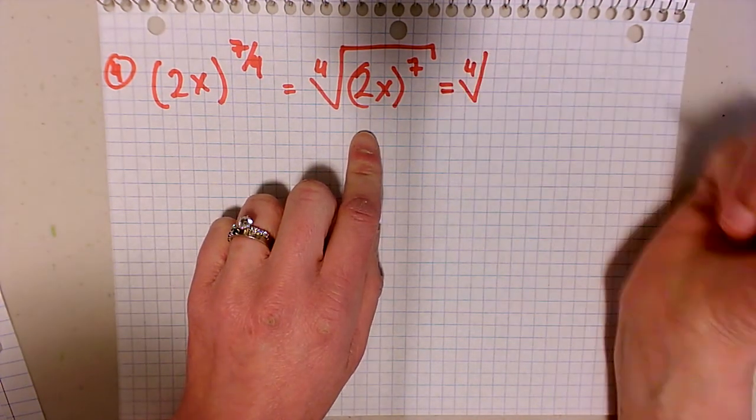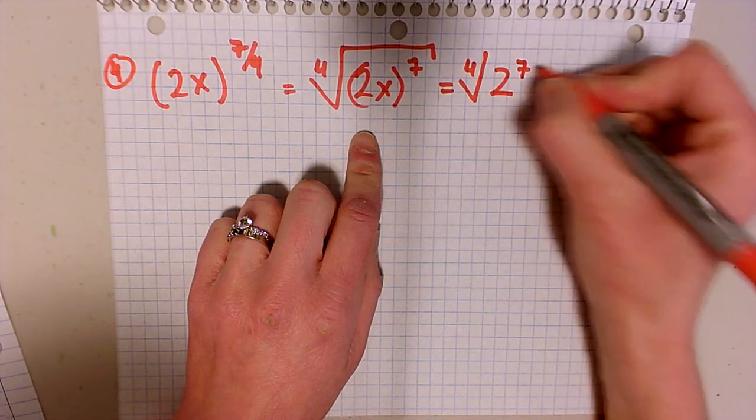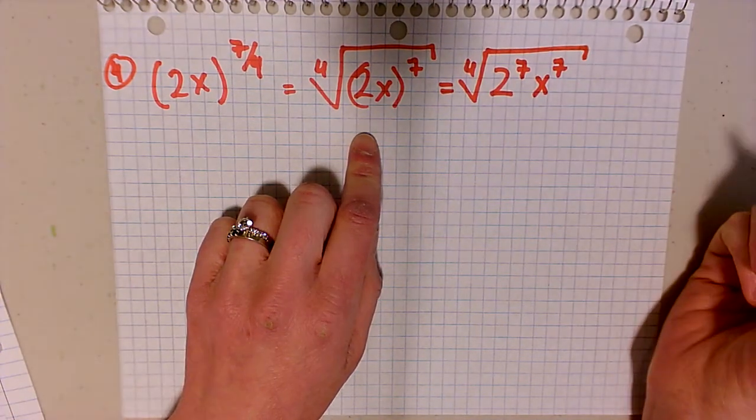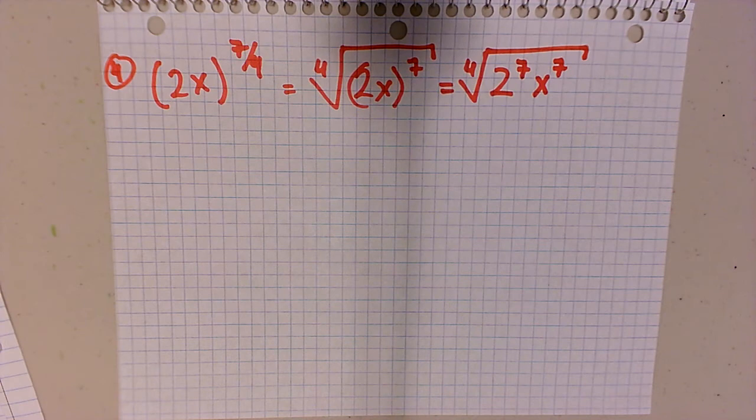This turns into the 4th root of 2 to the 7th, x to the 7th, and 2 to the 7th, I'm blanking on what that is. I can check that on my calculator. 2 to the 7th, let's see, that would be 16 times 8, 2 to the 4th times 8. 2 to the 7th is 128.